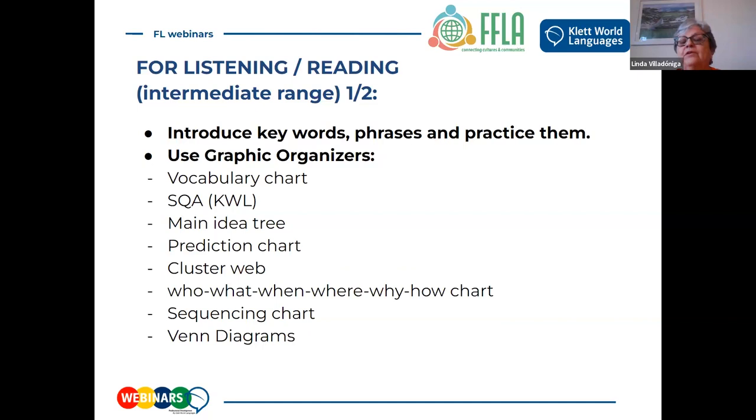When they're in their intermediate range, which is levels 1 and 2, depending on your school and your class makeup, again, you're going to use some of the same strategies because you want to build on their receptivity to using them: the vocabulary chart, the SQA or KWL, the main idea tree, prediction chart.